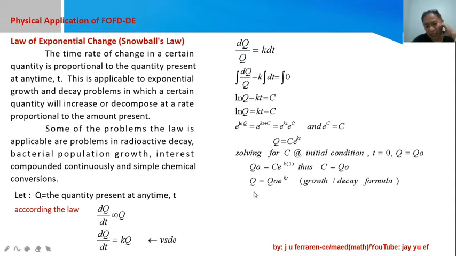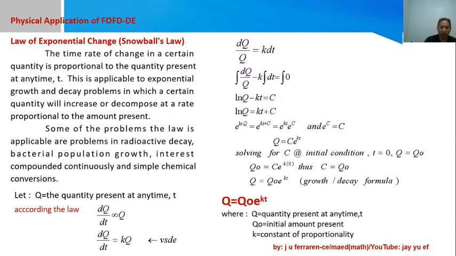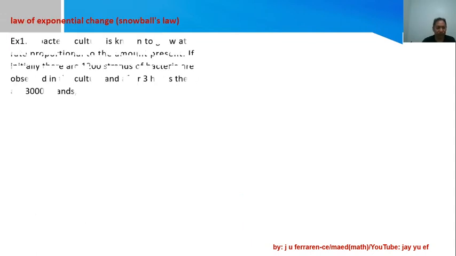So my formula, which is applicable to growth and decay problems derived from the law of exponential change, is Q equal to the initial quantity multiplied with the exponential of Kt. And that will be my working equation. Q is the quantity present at any time t. Q sub 0 is the initial amount present, where K is the constant of proportionality.